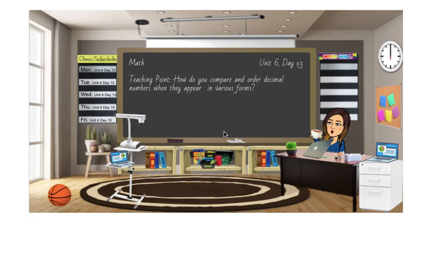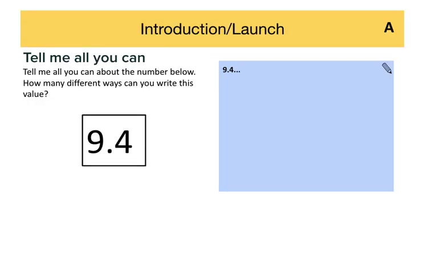Today, we will be looking at how we can compare and order decimal numbers when they appear in various forms. So let's get started by looking at slide A. I want you to take a moment and tell me all you can about the number below. How many different ways can you write this value? So go ahead and pause to answer this question. When you're ready, go ahead and unpause.